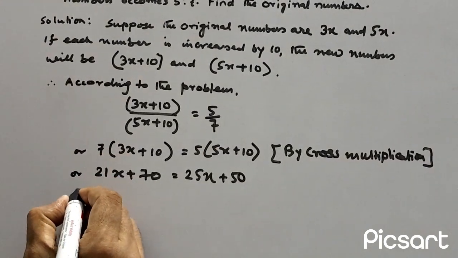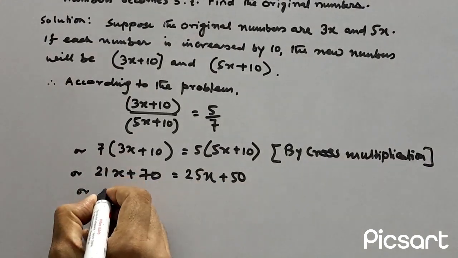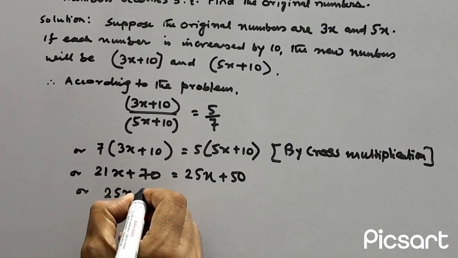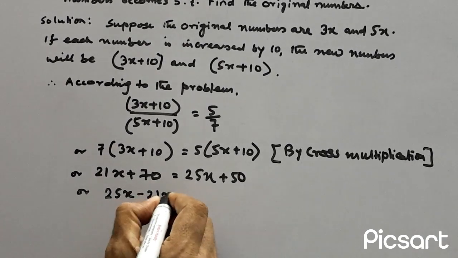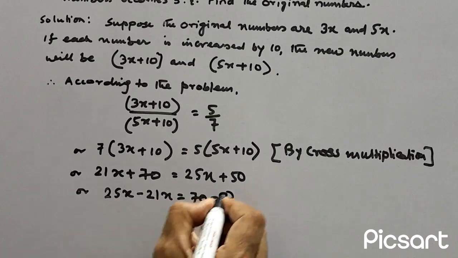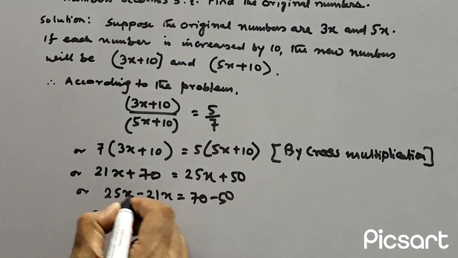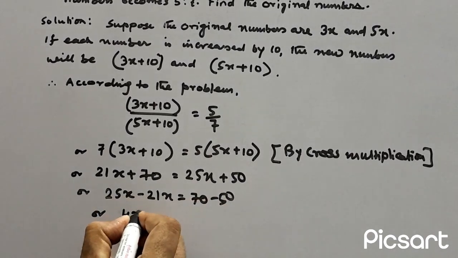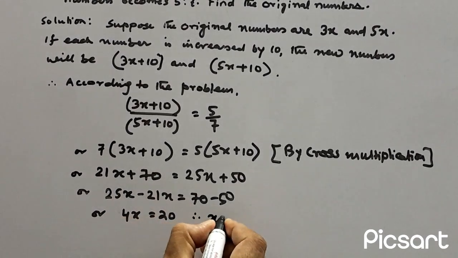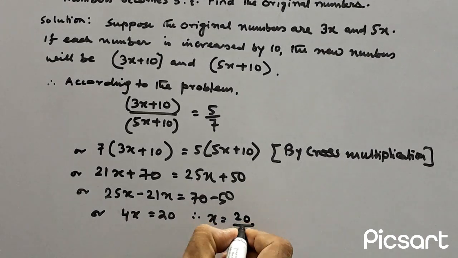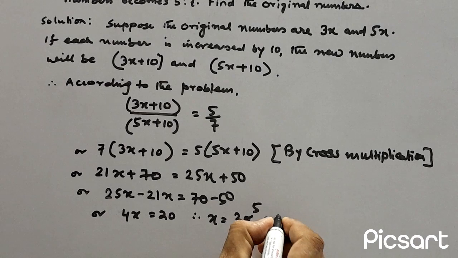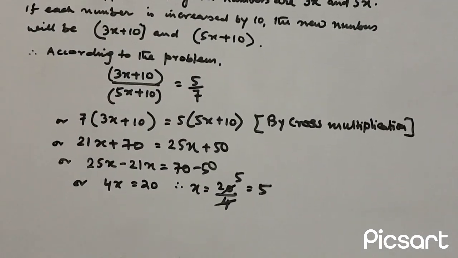Now 25x minus 21x is equal to 70 minus 50, or 4x is equal to 20. Therefore, x is equal to 20 divided by 4. That means 5. এবার আমাদের বের করতে হবে কি?